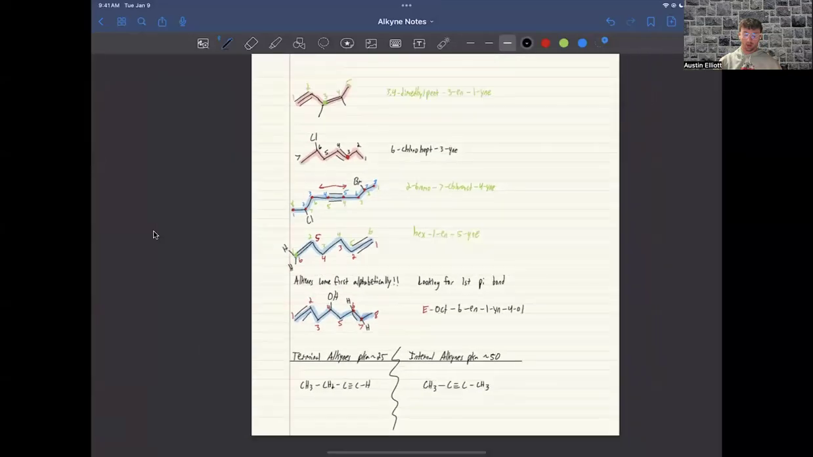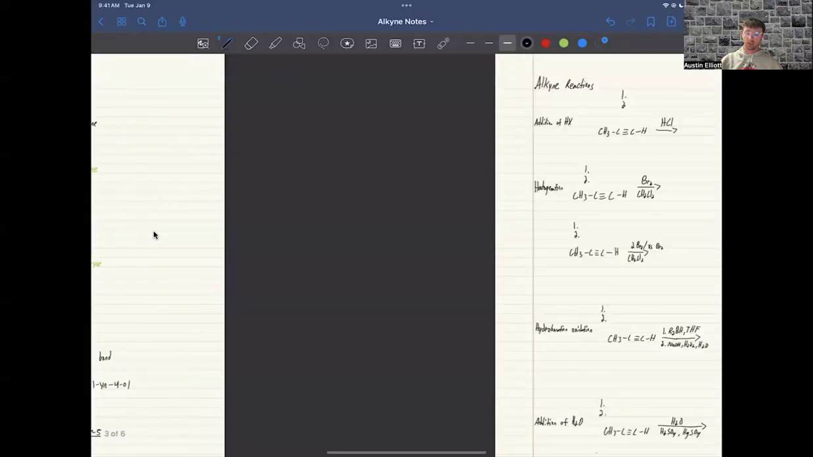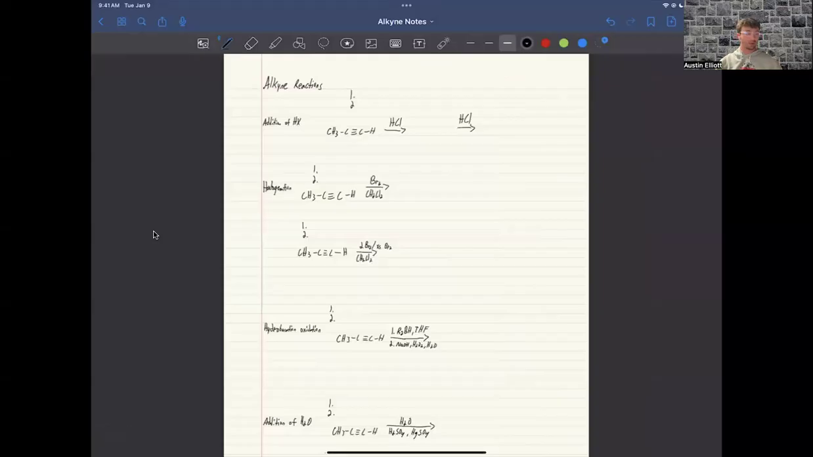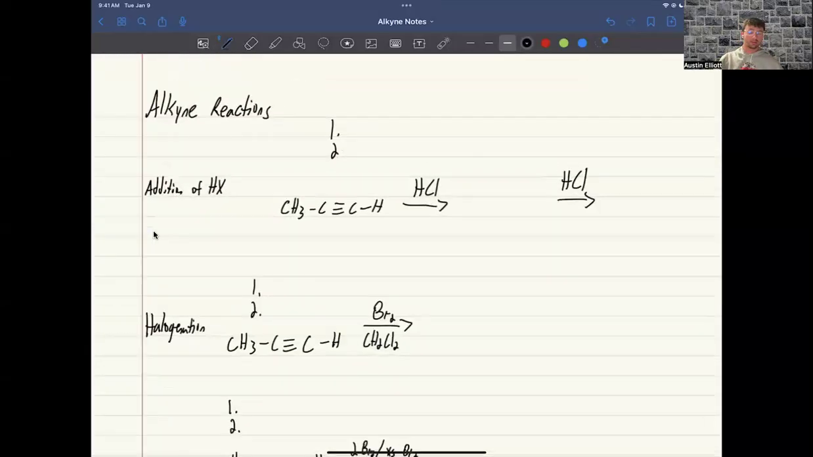Okay, so now we can move on from naming and go on to some alkyne reactions, which are lots of fun. So to start off, we're just going to do addition of a halogen group pretty much, or HX as we like to call it. So it can be HCl, HBr, HI, things like that. So for this example, we're going to be adding HCl. And so with that, this reaction adds H and Cl, and it does it Markovnikov.